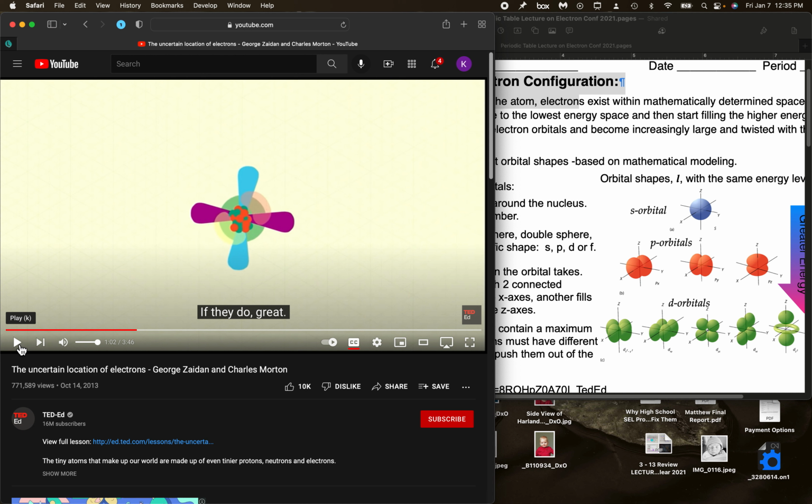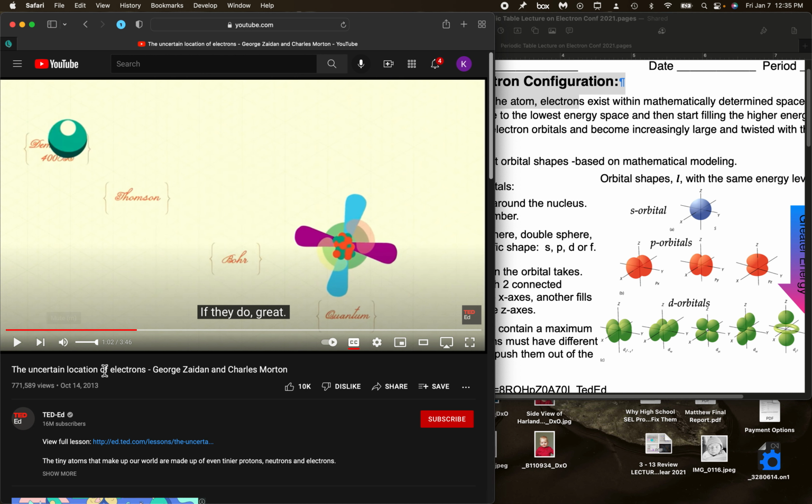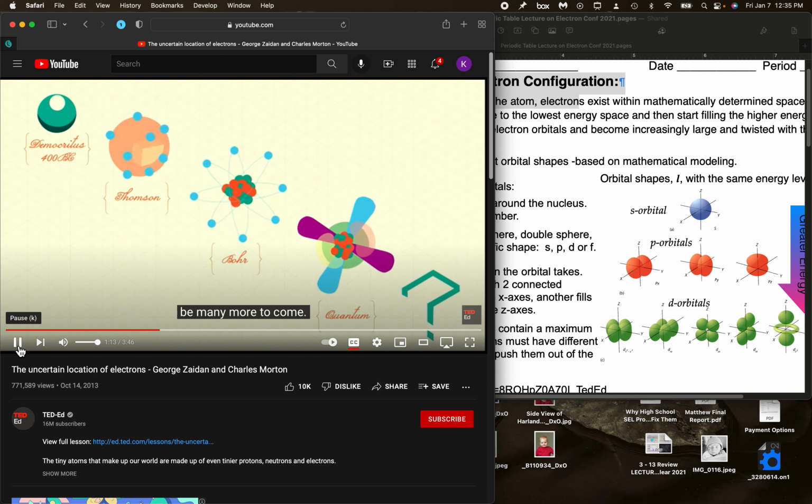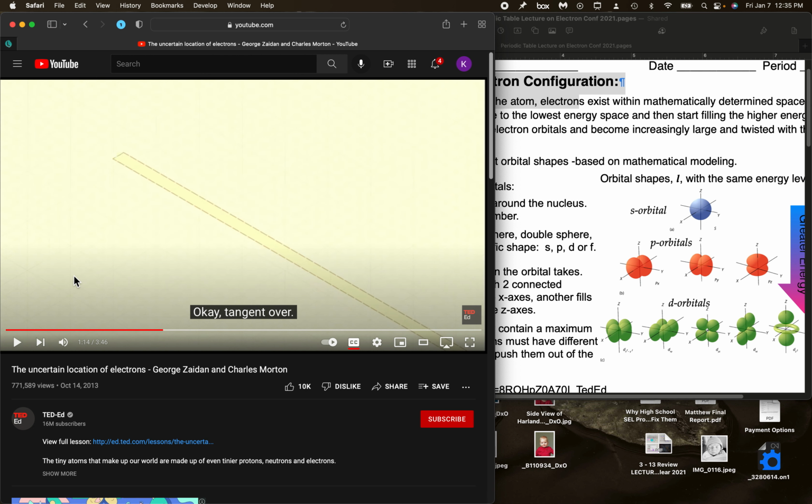We've had lots of very different models for atoms since Democritus in 400 BC, and there will almost certainly be many more to come. Okay, tangent over.